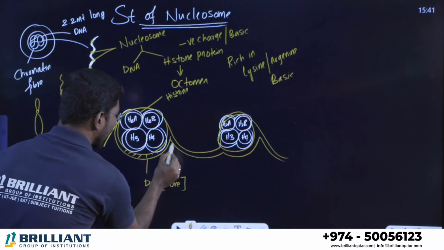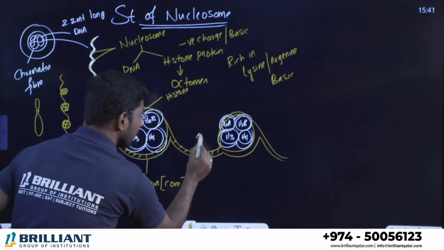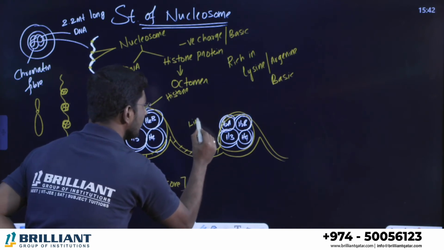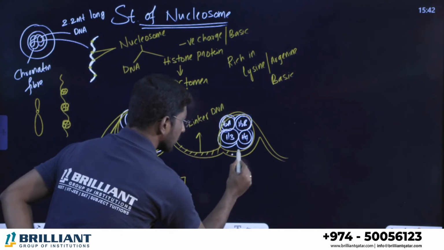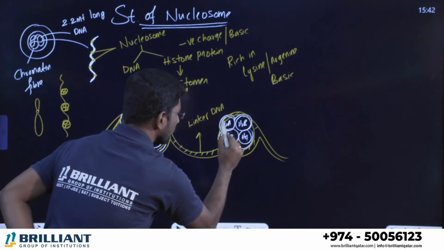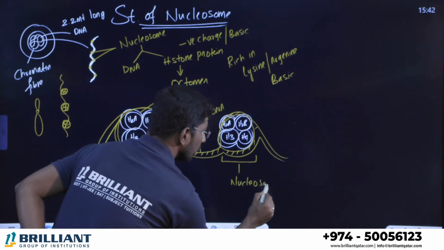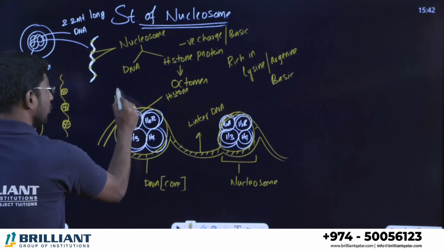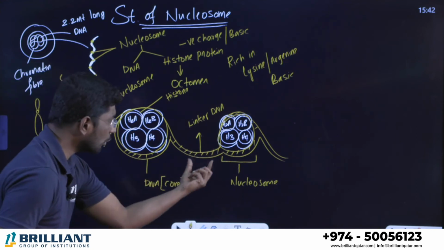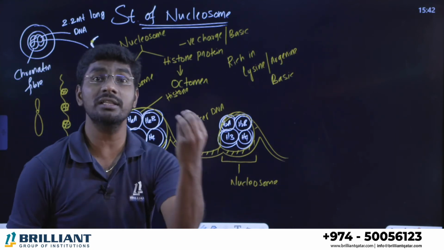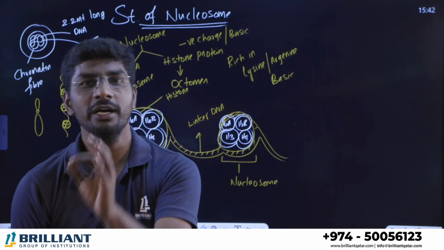Now students, keep in your mind the DNA which is present between one nucleosome and another nucleosome. This DNA is known as linker DNA. Which DNA? Tell me. Linker DNA. So this total structure I can tell you now is a nucleosome. This is also what? Nucleosome. Nucleosome. So between two nucleosomes, whatever DNA is there, that DNA is called the linker DNA, and the DNA which wraps around the histone octamer we know as core DNA.